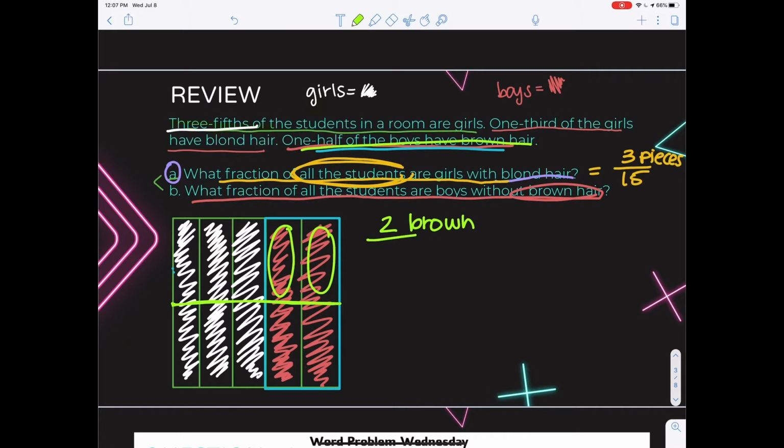I'm just going to put 2 brown, but that's 2 fractions of the class that have brown hair. And then our denominator is the whole class. Out of all the students, it says it right there. All the students. So meaning we count this all up. So we have 1, 2, 3, 4, 5, 6, 7, 8, 9, 10. 2/10 is our answer for B.